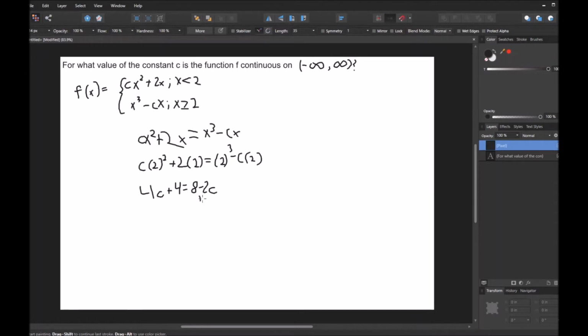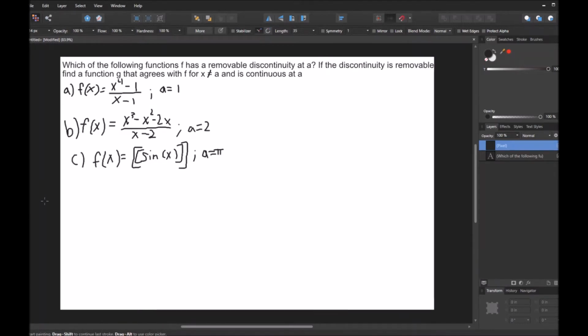Now here I can add 2c to both sides, and I can also subtract 4 on both sides. So I'm going to get 6c equals 4. And then I can divide by 6, and I'll get c equals 4/6, which if you reduce that, it will end up being 2/3. So that would be your answer for that one.